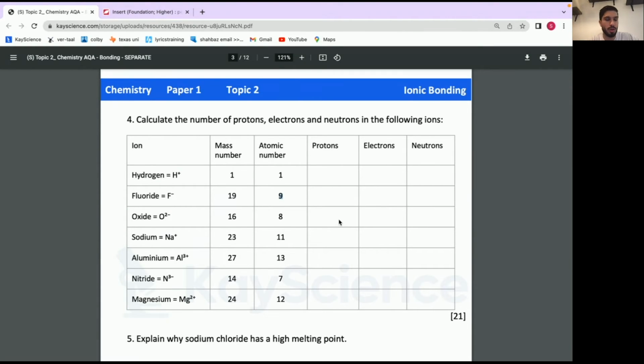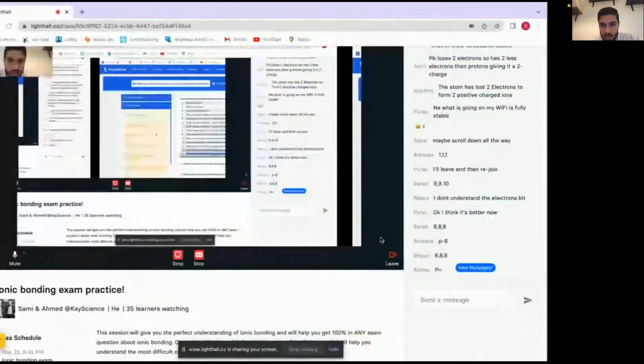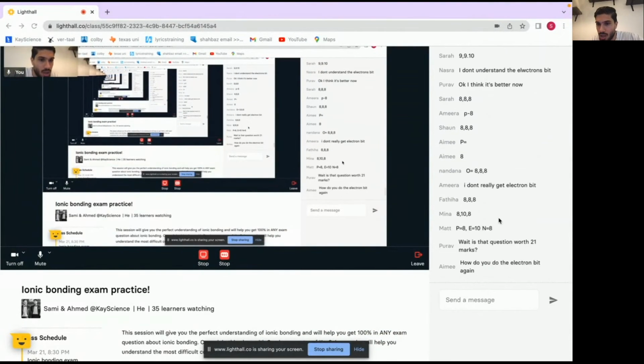Okay, let's stop there. I want to keep the pace up. So an oxide ion will have 8 protons, 8 neutrons, and 10 electrons. Sodium will have 11 protons, 12 neutrons, and 10 electrons. How do people do? Easy. 8, 10, 8 for each one.